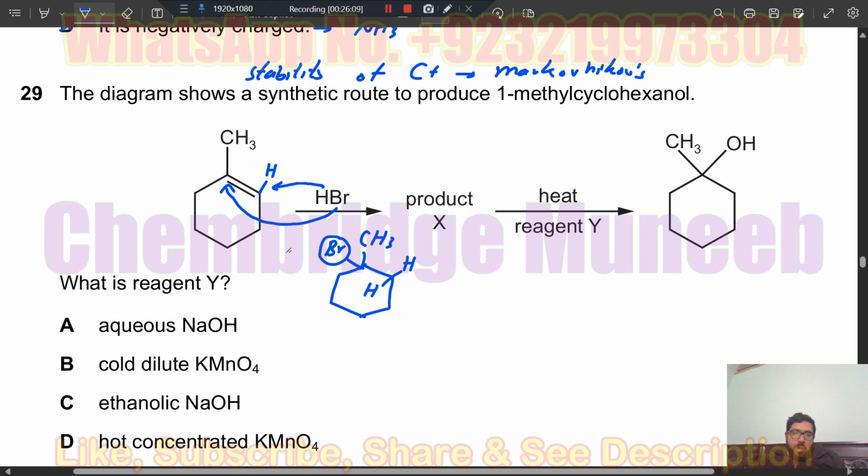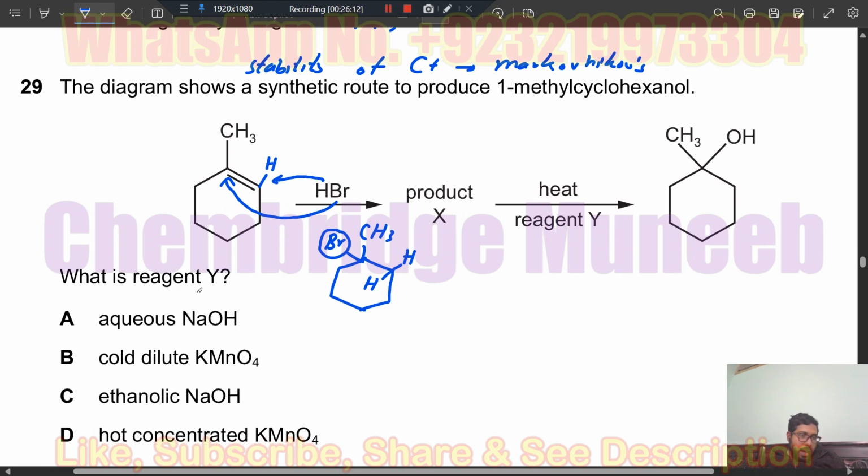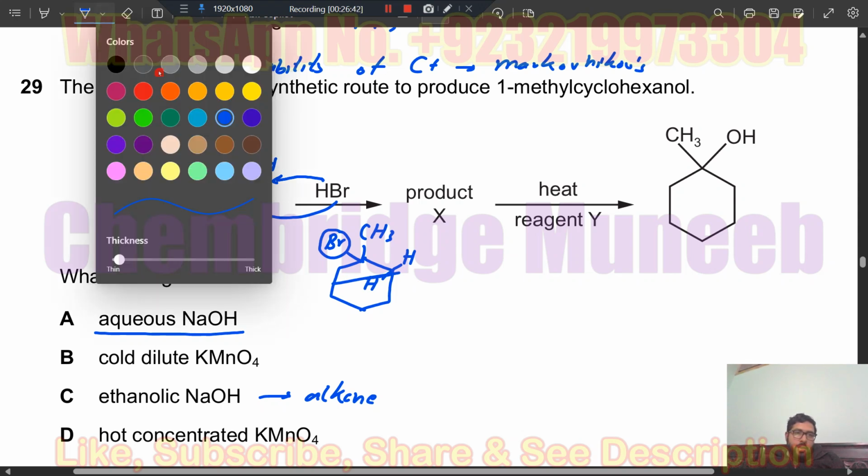Now in the second part, it must have such a reagent which could replace this bromine with the OH part. It is only the aqueous NaOH which could replace this Br with the hydroxyl group. We cannot have cold dilute KMnO4 since it doesn't attack this compound. We cannot have ethanolic NaOH since this would produce an alkene, not the OH part, and hot concentrated could not be there since it does not produce the reaction because of this type of molecule. So the only right option is part A.